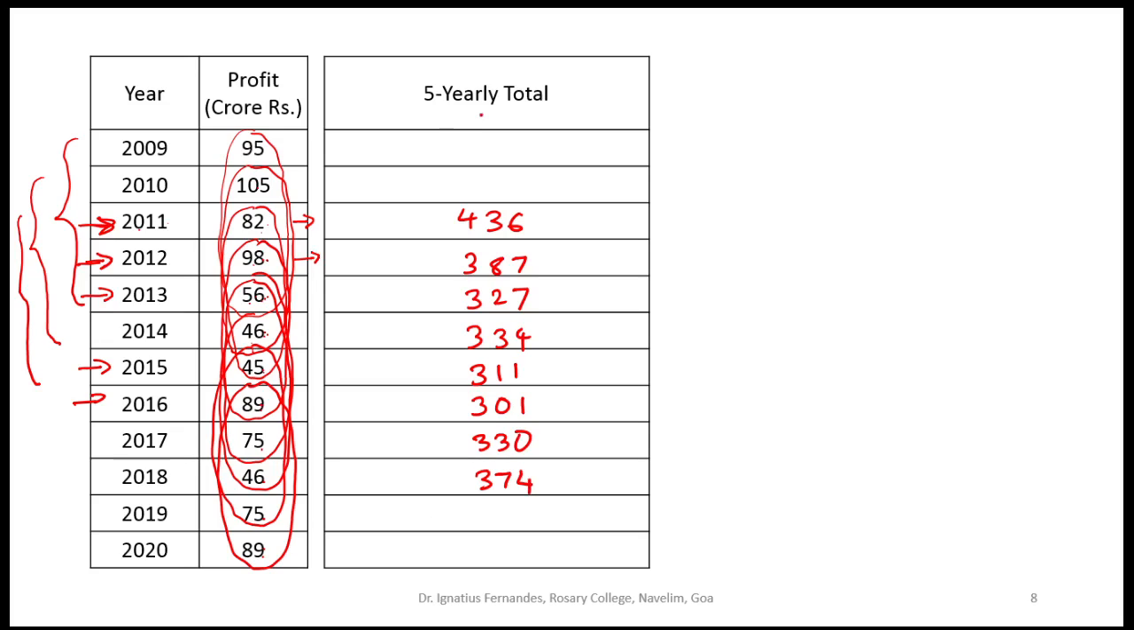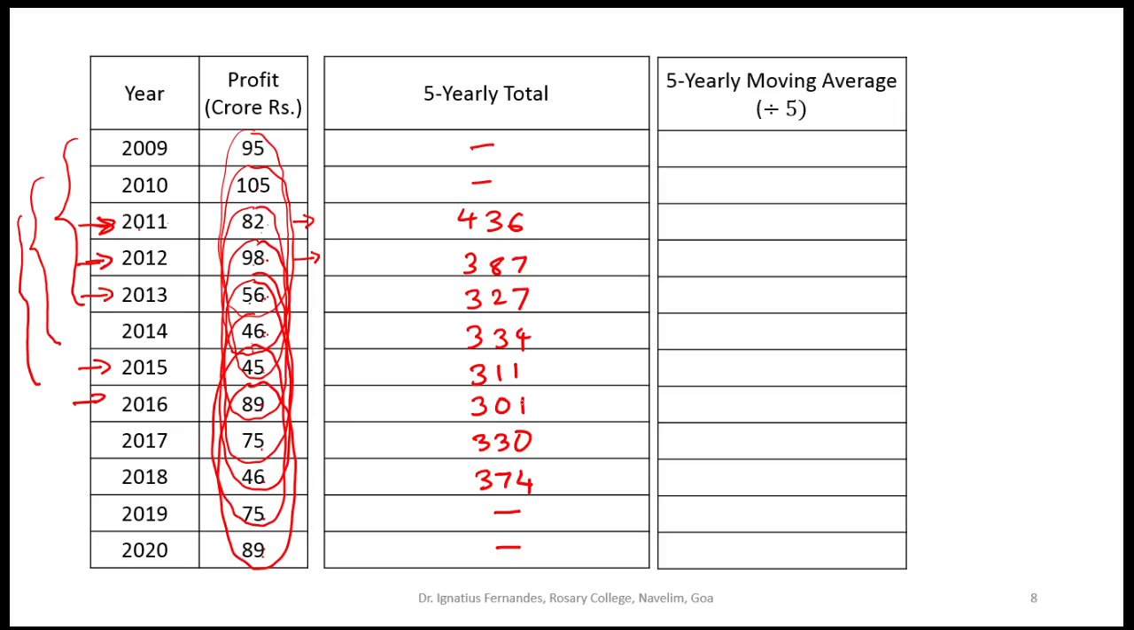Now you will see that when finding the 5 yearly total and 5 yearly moving average, the first 2 and last 2 rows are vacant, because we are writing the value against the middle year of each 5-year term. What we want is the 5 yearly average, so I could have directly divided each of these values by 5. 436 divided by 5 is 87.5. 387 divided by 5 is 77.4. 327 divided by 5 is 65.4.